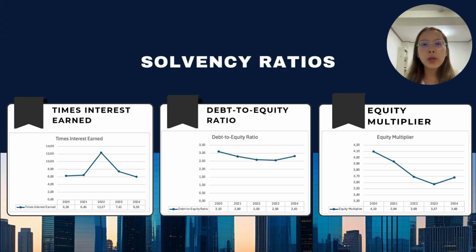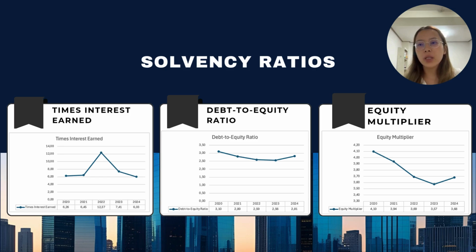Next, we are going to talk about the solvency ratios. First, time interest earned. It measures the ability to meet interest payments from earnings. The higher the ratio, the better. The time interest earned ratio remained stable between 2020 and 2021 at around 6.3, but it saw a significant spike in 2022, reaching 12.37, indicating strong earnings relative to interest obligations. This peak suggests a year of high profitability or lower interest expenses. However, the ratio dropped to 7.41 in 2023 and further to 6.03 in 2024, signaling a declining buffer to cover interest payments and potentially tighter financial flexibility in the most recent year.